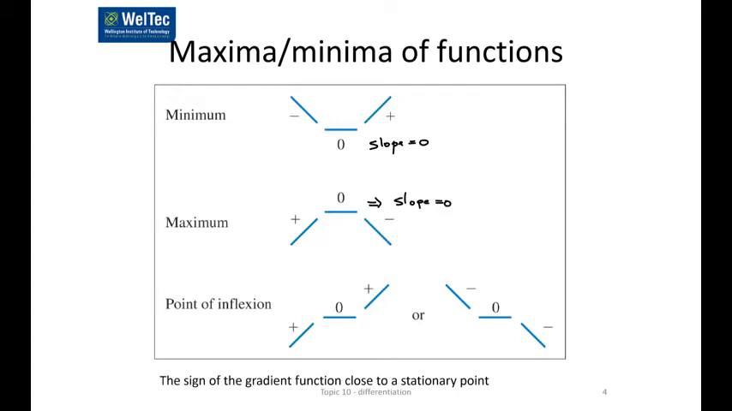Now have a look at a minimum type shape. On the left of that, we've got the slope is negative. Remember back for whichever topic it was before, we've got a negative slope, and on the right of it we've got a positive slope. For a maximum shape, we've got a positive slope coming up, briefly a 0 slope, and then a negative slope. And for a point of inflection, we've got a positive slope, a 0 slope, and then a positive slope again, or a negative slope, a 0 slope, and a negative slope again.